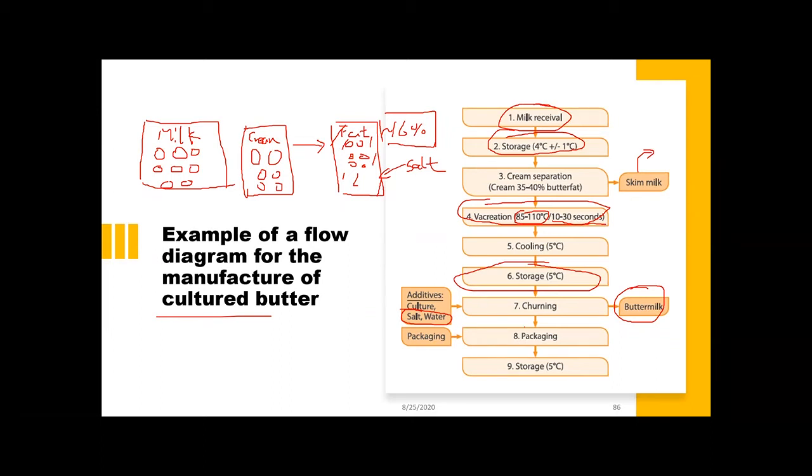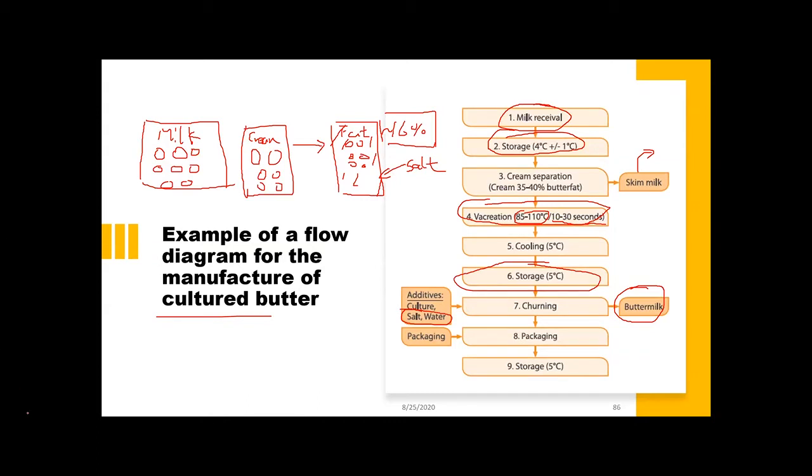And then we go to packaging. We pack that and store it at 5 degrees. Okay, so that will be a type of flow diagram for the manufacturer, for the HACCP team to make. Okay, once you get that, you can go to the next step to find out what the hazards might be.